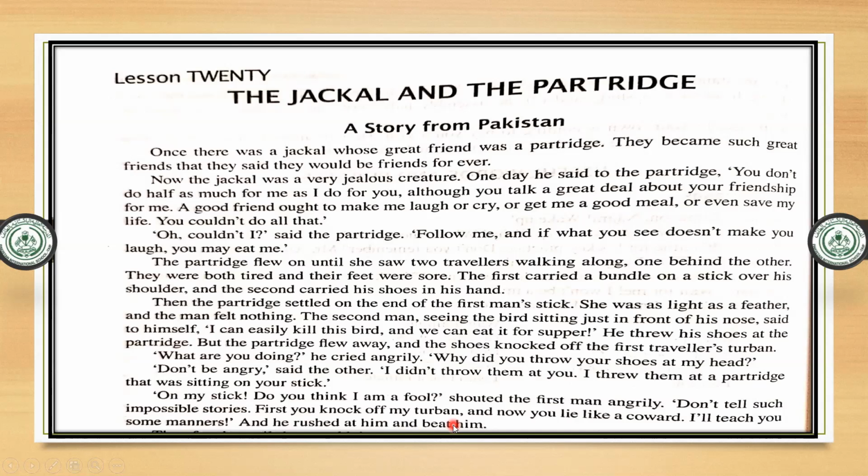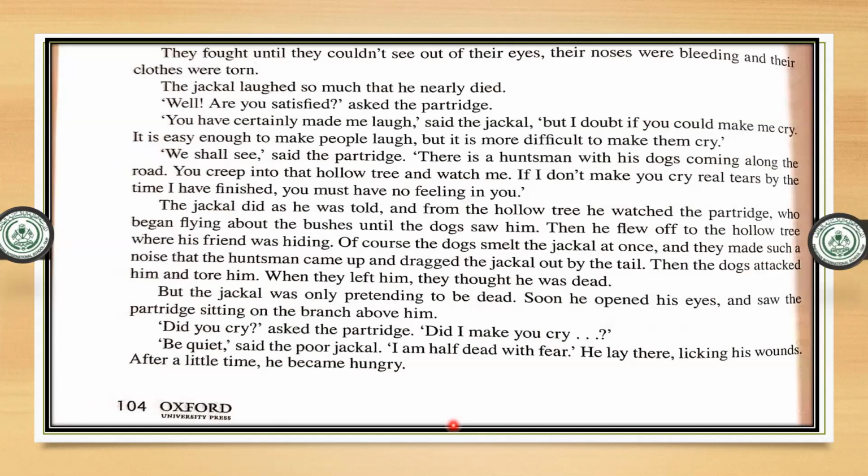Now, dear students, the partridge had made these two fight, and they were fighting with each other. This was all done by the partridge to make the jackal laugh, because the jackal had told him that a good friend always does this. They fought until they couldn't see out of their eyes. Their noses were bleeding and their clothes were torn. The jackal laughed so much that he nearly died.